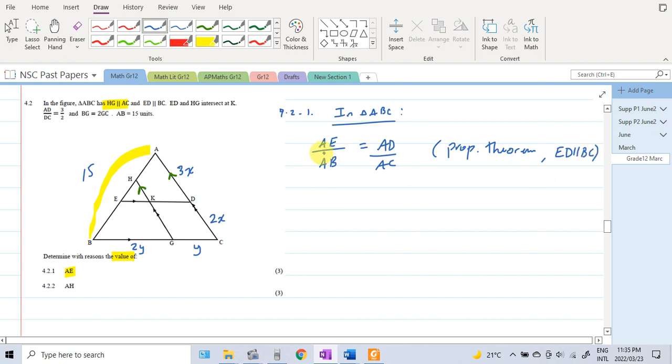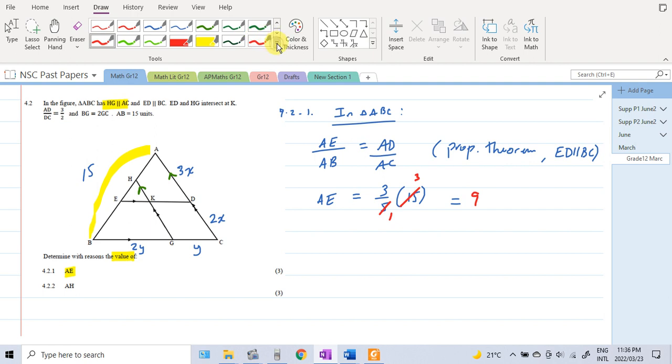Now AE is unknown. I can just take the AB and cross multiply, so AE is equal to AD over AC, which is 3 over 5, times AB, which is 15. The 5 and the 15 cancel out. You can see 1 times and 3 times, 3 times 3, which is 9. So AE should be 9 units.